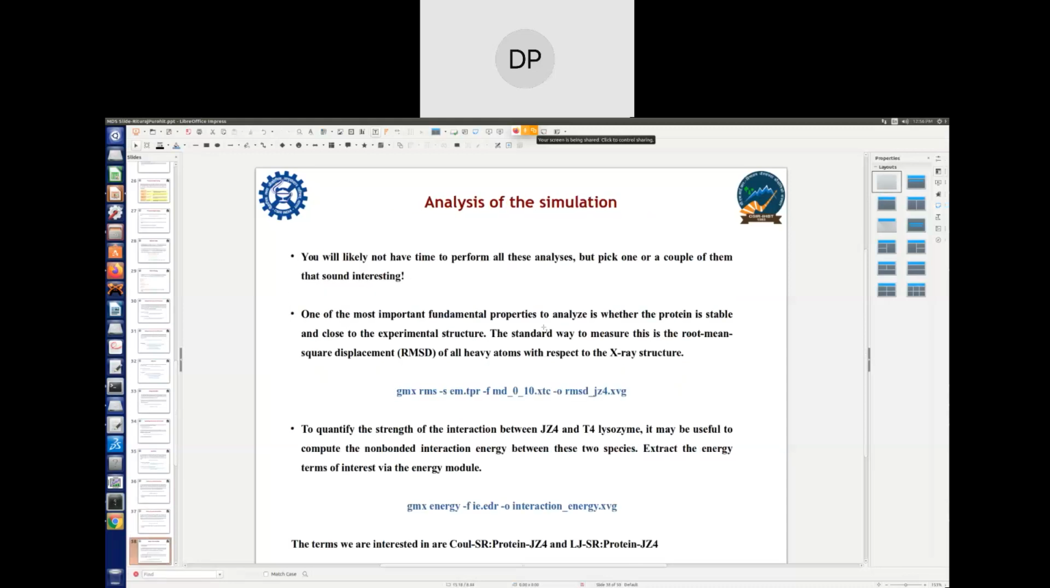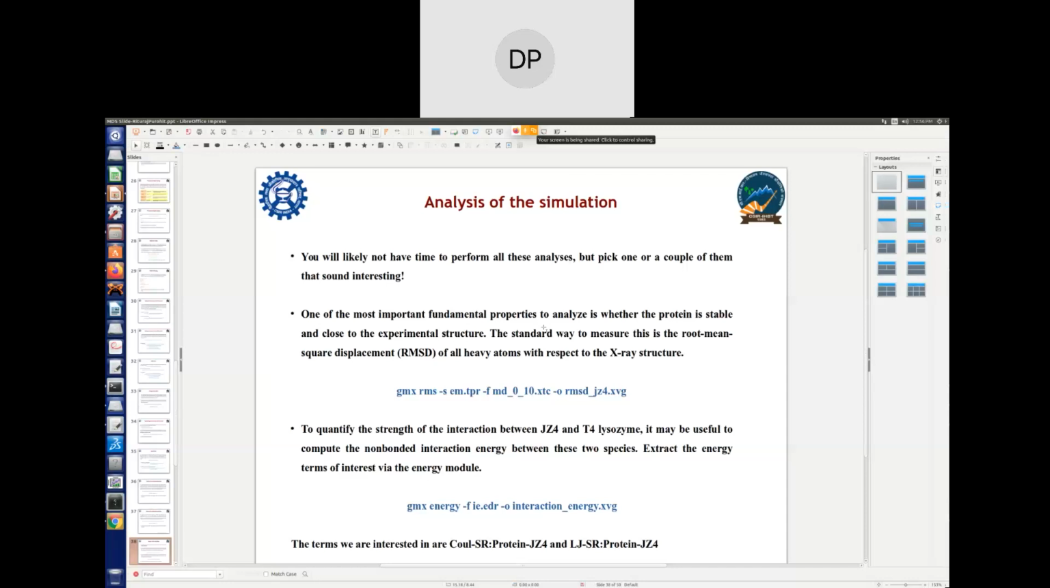So you will not have to perform all this analysis, but pick a couple of them. RMSD is the most basic analysis, like RMSF and RG. It is one of the most important fundamental properties to analyze whether the protein is stable and close to the experimental structure. That is what we can check through RMSD analysis.